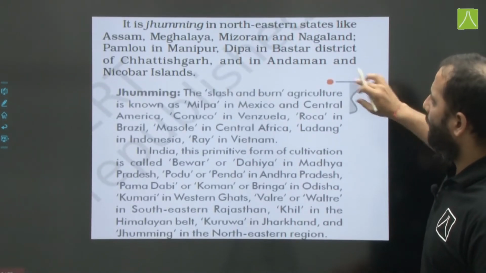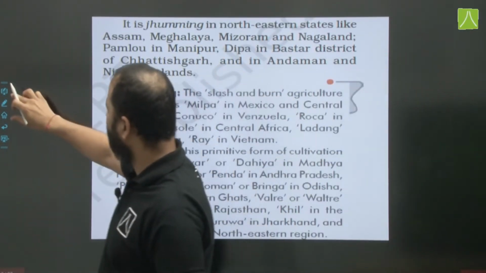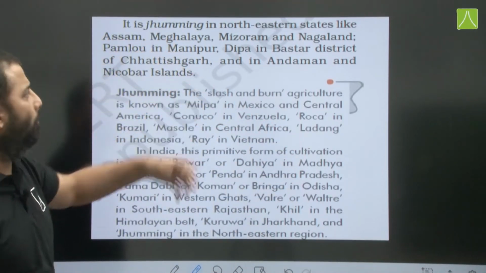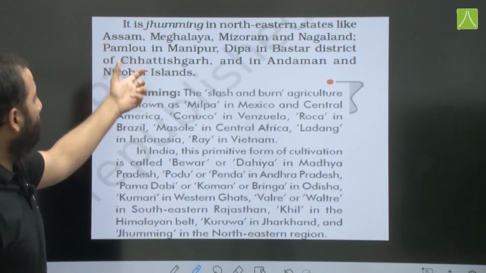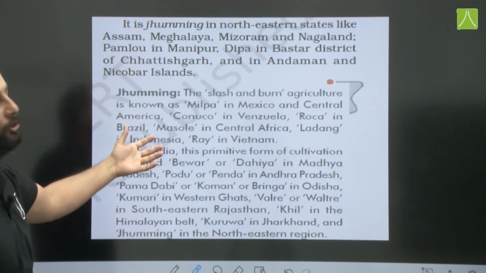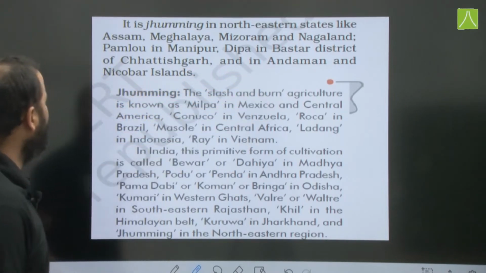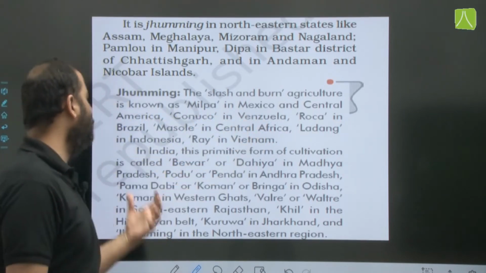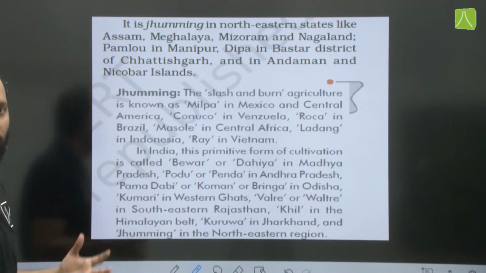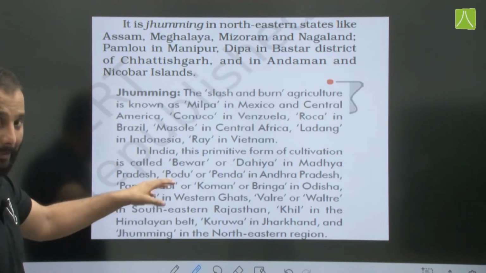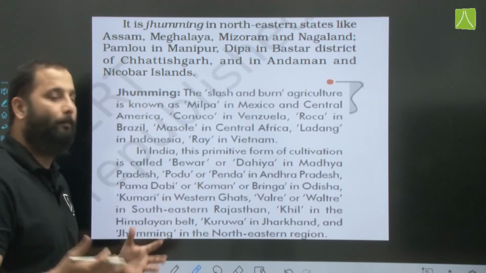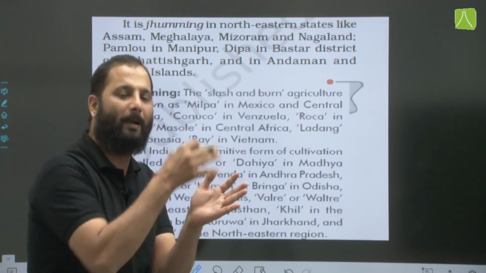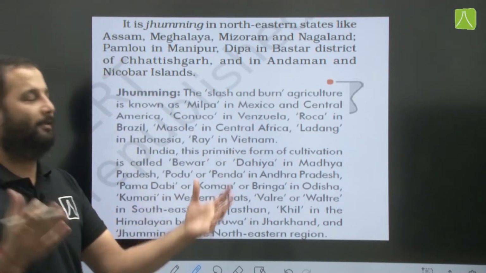Here also jhumming is known by different names in different parts of the country, that is you can see here in Assam, Meghalaya, Mizoram and Nagaland, and Pamlou in Manipur, Dippa in Bastar district of Chhattisgarh, and then in Andaman and Nicobar Islands. Then Milpa in Mexico and Central America, Conuco in Venezuela, Roca in Brazil, Masole in Central Africa, Ladang in Indonesia, and Ray in Vietnam. Other names are Bewar, Dahiya, Podu, Penda. All these are different names of jhumming cultivation, which is known by different names in different parts of the country as well as the world.